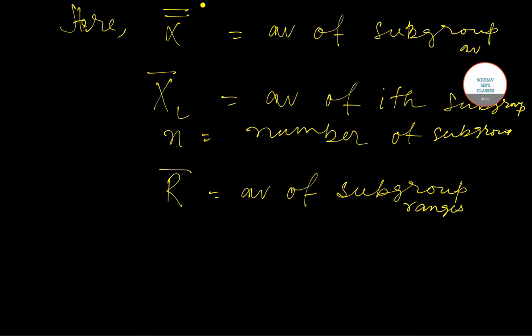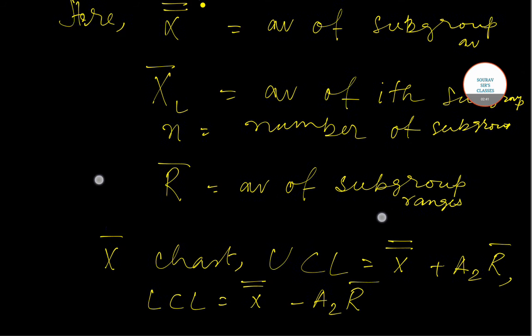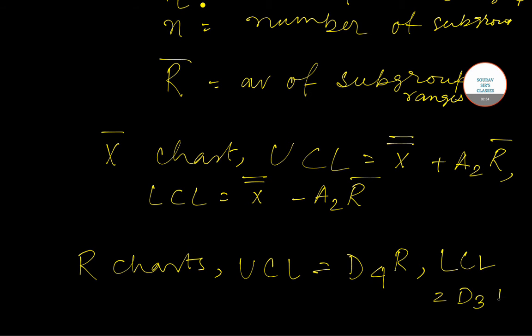So for X bar chart, UCL is equal to X double bar plus A2 R bar, and LCL is equal to X double bar minus A2 R bar. For R chart, we have UCL is equal to D4 R bar and LCL is equal to D3 R bar. This will be R bar.